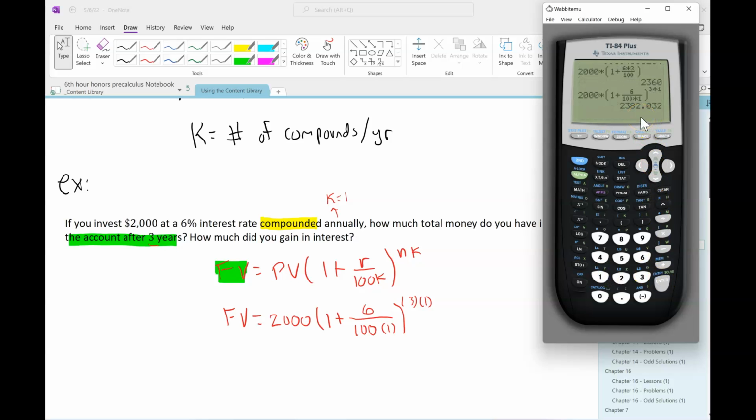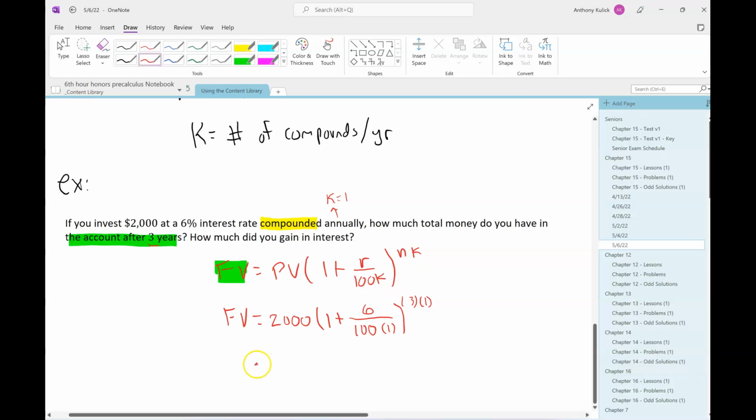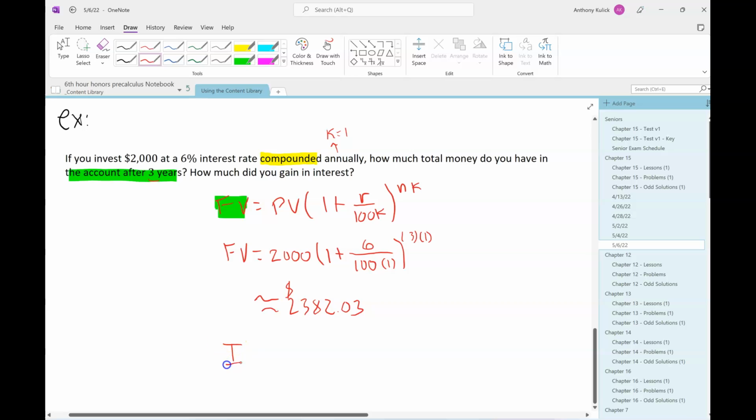So $2,382.03. So how much interest did I end up earning? $382.03. How much better was this than the simple interest? $22 maybe? Over 3 years? Not so impressive, right?